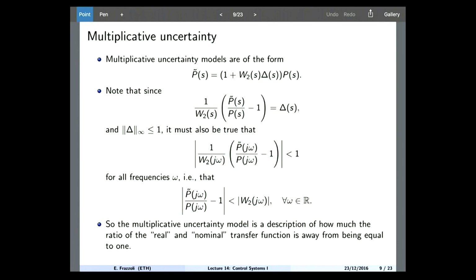You do the algebra, and what you find is that the ratio of my real but unknown transfer function over your nominal transfer function, minus 1, is bounded by this frequency weight W2. Okay? So essentially the multiplicative uncertainty model is a description of how far the ratio of the real and nominal transfer functions is from being 1. Okay?